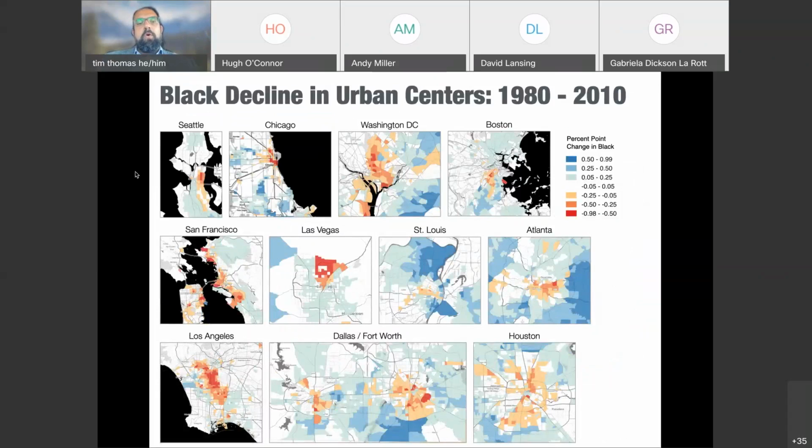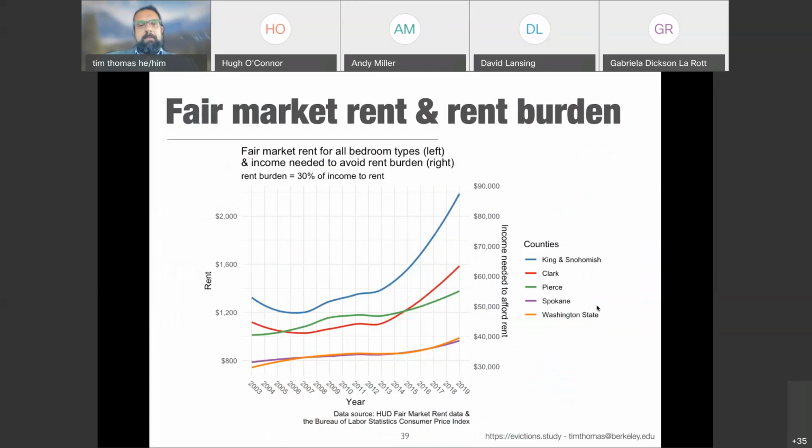Now, this urban core flight of Black households is not Seattle specific. It's happening in almost every metropolitan area with over 500,000 people. This kind of shows this happening in Chicago, DC, Boston, Atlanta, St. Louis, Las Vegas, San Francisco, all these other areas. And within San Francisco, which we've analyzed, and Atlanta and Chicago, you could almost connotate the blue increase as areas with the highest risk of eviction for Black households too. It's a very concerning pattern that we see.